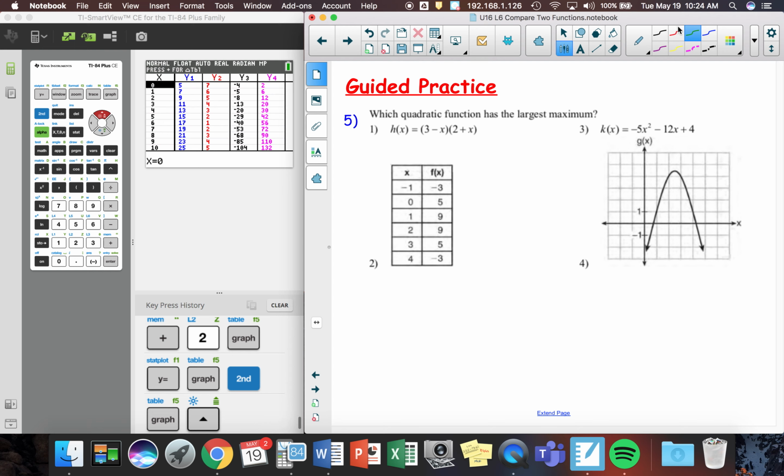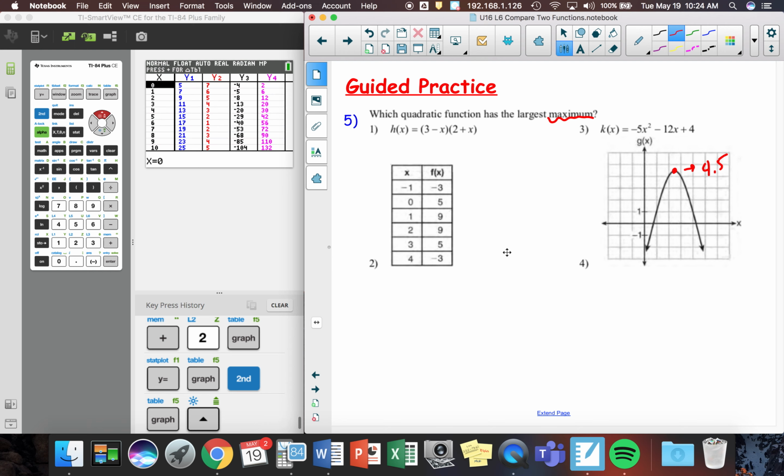So we want the largest maximum. Let's look at the graph first. I see that we start with 0, then 1. Notice they gave you 1 here, so you know what the interval is. So 1, 2, 3, 4. I would call this maybe 4.5. So our maximum here is 4.5. Again, whenever they're talking about maximum or minimums, we're always looking at the y-axis.